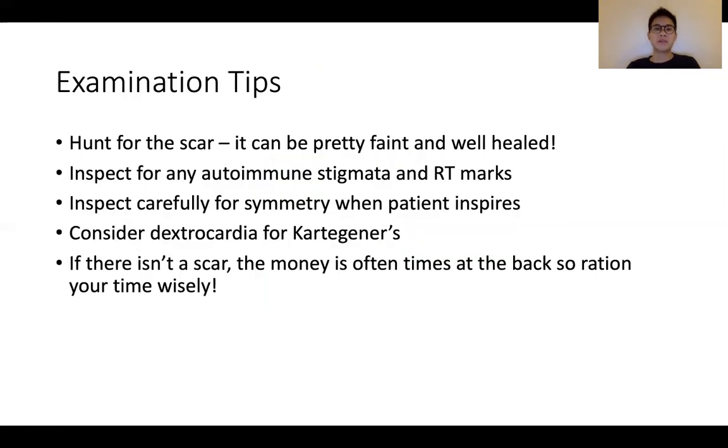So these are some general examination tips. Like as mentioned, it's important to hunt for the scar, and some scars can be very well healed and very faint, and if you don't look for it, you might not see it. Next would be to look out for any autoimmune stigmata. This can be found in the face, for features of systemic sclerosis or heliotrope rash in the instance of dermatomyositis. The hands is also a good place to look out for features of psoriasis, rheumatoid arthritis, and the overall posturing of the patient may cue you into ankylosing spondylitis.